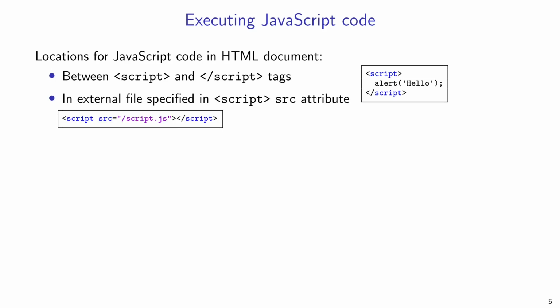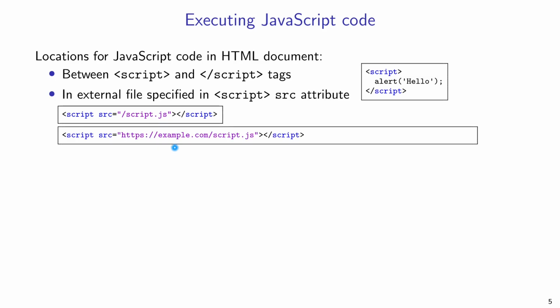Then the JavaScript code can be placed in a separate file specified in the script tag's source attribute. The file name can be a relative URL pointing to a file on the same website, or it can be an absolute URL pointing to a script on some other website. Here it is important to point out that JavaScript runs in the origin that loads it and not the origin it was loaded from. This means that the result will be the same as if we placed the contents of this file directly in the inline script of our website.